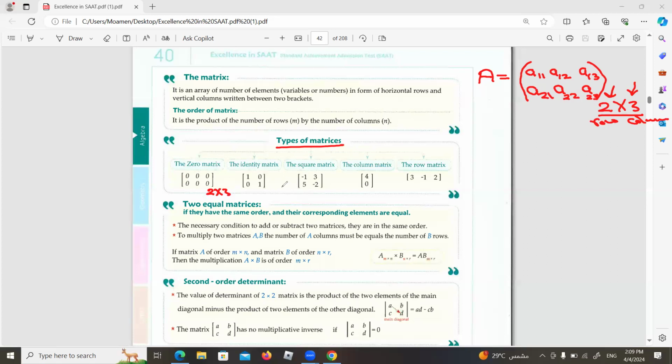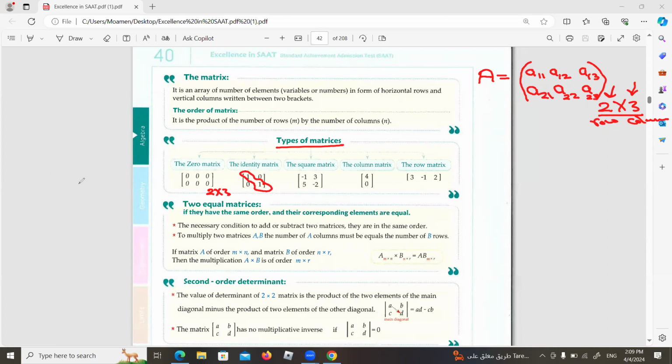In the identity matrix, the elements of the matrix are 0 except the main diagonal. What is the main diagonal? These diagonals are called the main diagonal. So the diagonal which comes like this is called the main diagonal.